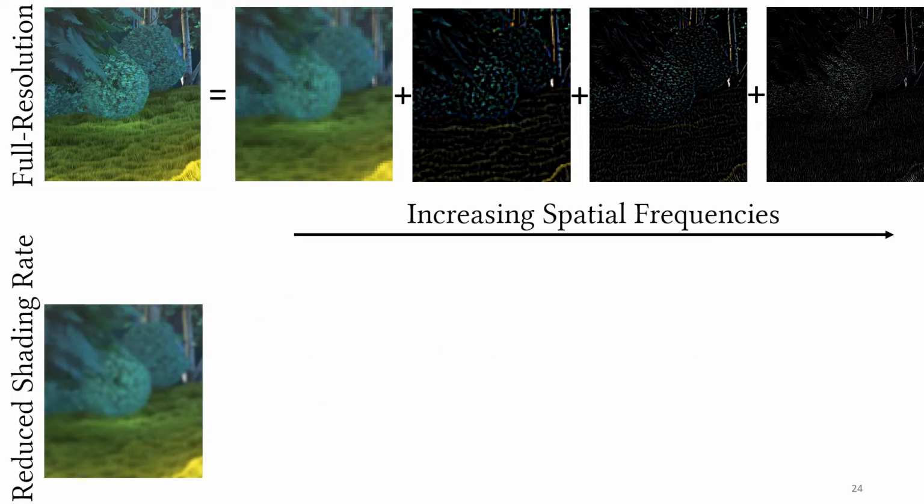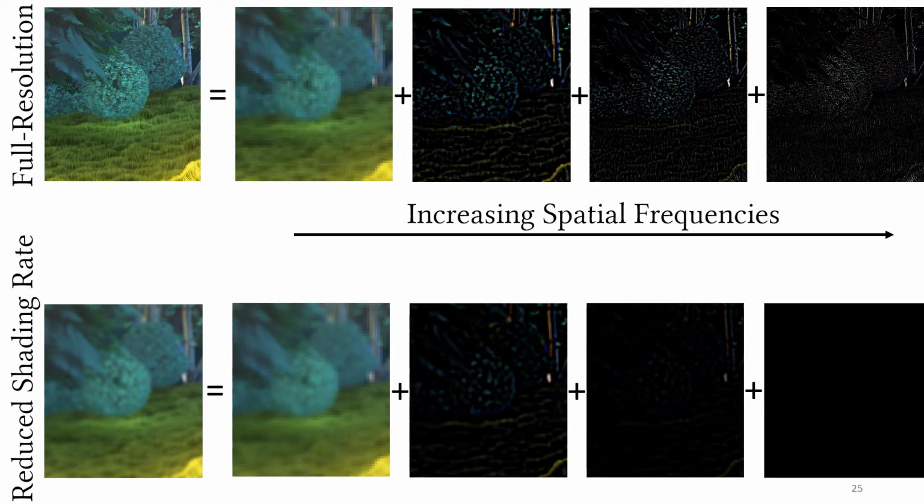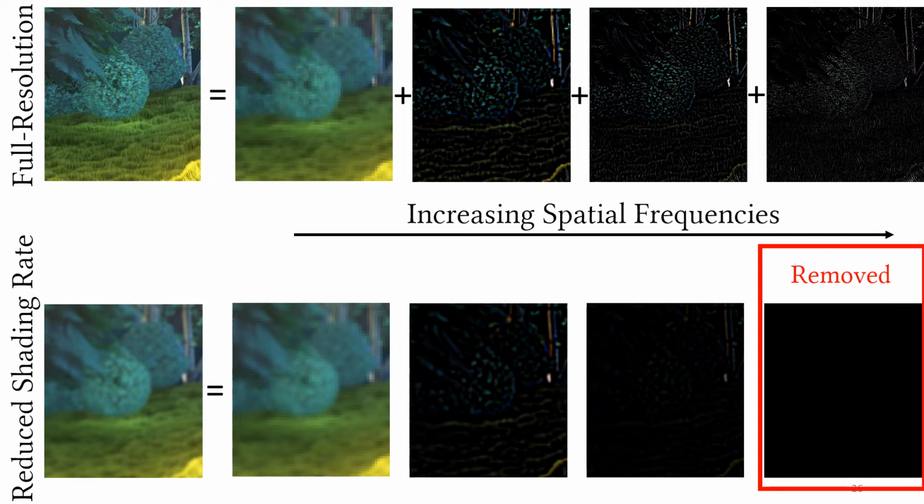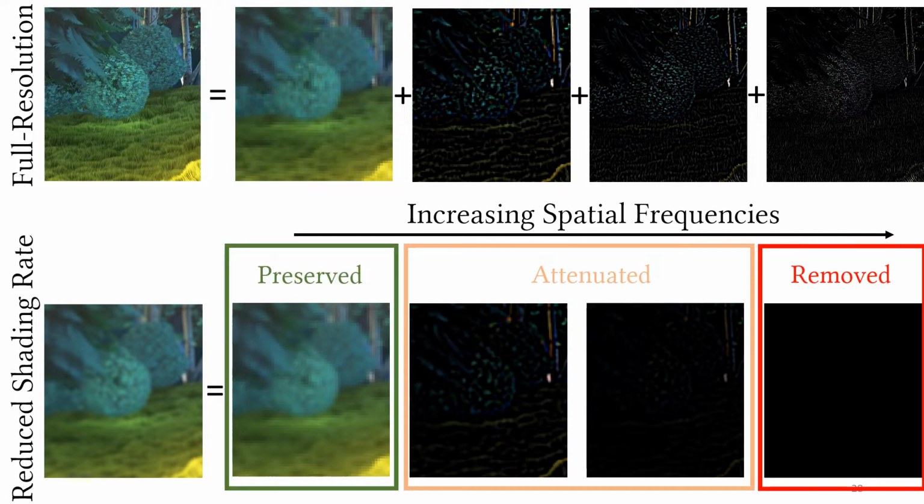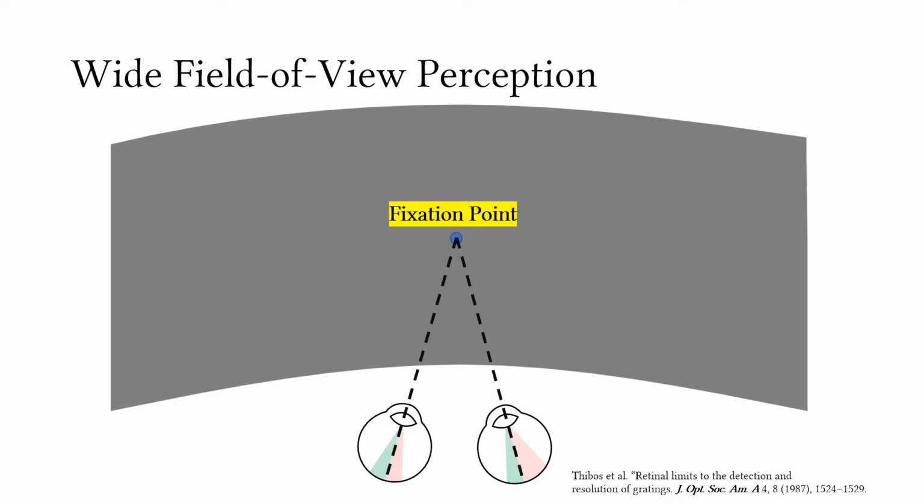If we repeat the same process for a reduced shading rate patch, it can be seen that the high spatial frequency information is completely removed. The medium frequency level bands are attenuated, and only the low spatial frequencies are fully preserved. But how does this affect our perception in wide field of view settings? To understand this, we need to understand a few key concepts.